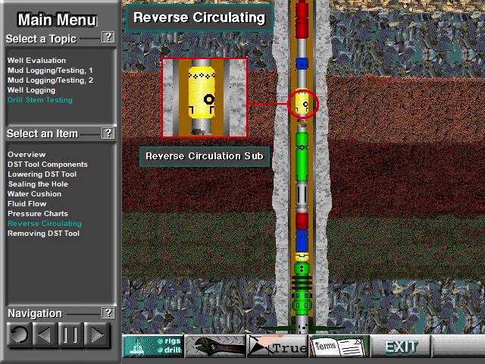To remove the DST tool from the hole, the driller first opens the reverse circulation sub. The driller usually opens the reverse circulation valve hydraulically by pumping drilling fluid down the annulus. This increased pressure in the annulus opens the sub. With the sub open, drilling fluid reverse circulates down the annulus and up the tool and drill string to the surface. Reverse circulation pumps the remaining formation fluids out of the drill stem and puts drilling fluid back in. The drilling fluid kills the well. That is, the drilling fluid once again keeps the formation pressure under control.